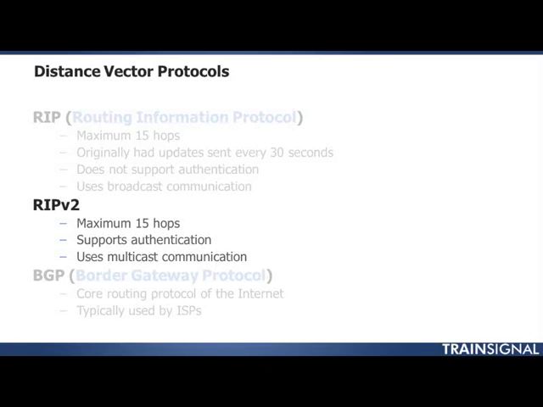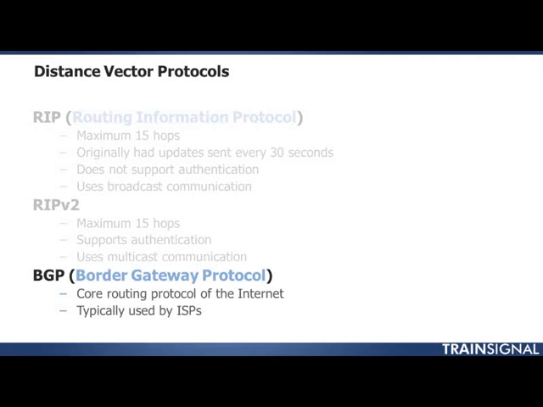Okay, it helps with making sure that you're not just communicating to any old router, but you can authenticate. But we also, and this is probably where it really gained popularity, used multicast communication rather than broadcast. So that way you can have just all the routers subscribing to the multicast and not having all the various clients on the network having to be bothered with the update information. Now there is one more here called the Border Gateway Protocol, or BGP. And I will tell you that this is the core routing protocol of the internet. Now what that means is it's not something that you're typically going to be using in-house. It's the routing protocol that is typically used by your ISPs, or your internet service providers.